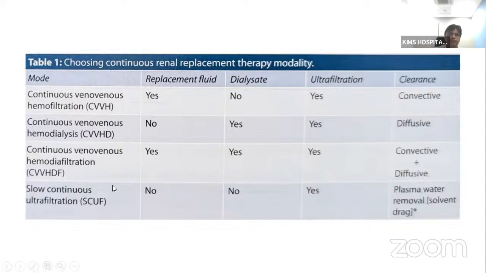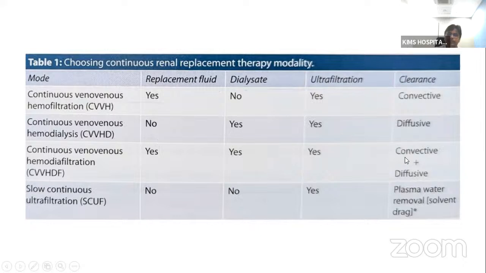So this is the summary of different modes of renal replacement therapy. Continuous veno-venous hemofiltration, where only replacement fluids are added, and the basic principle is convection. CVVHD, where there is only dialysate flow and no replacement fluid, and the clearance is by means of diffusion. And CVVHDF, where there will be dialysate fluid, there will be replacement fluid, and there will be ongoing ultrafiltration also.